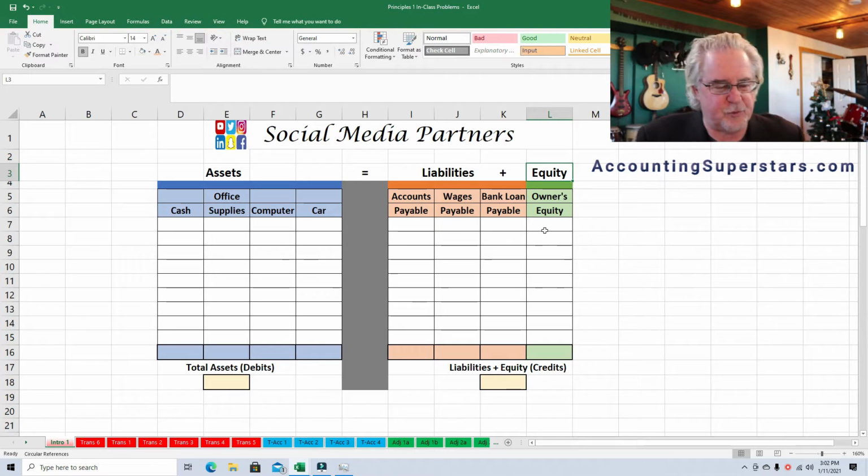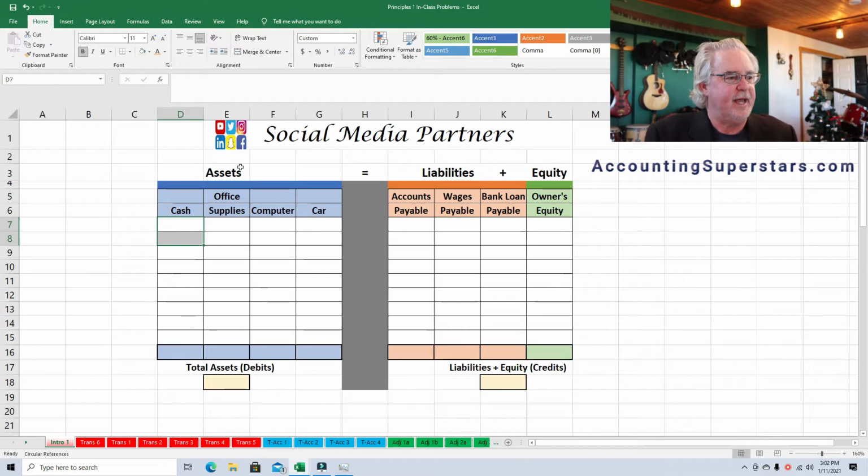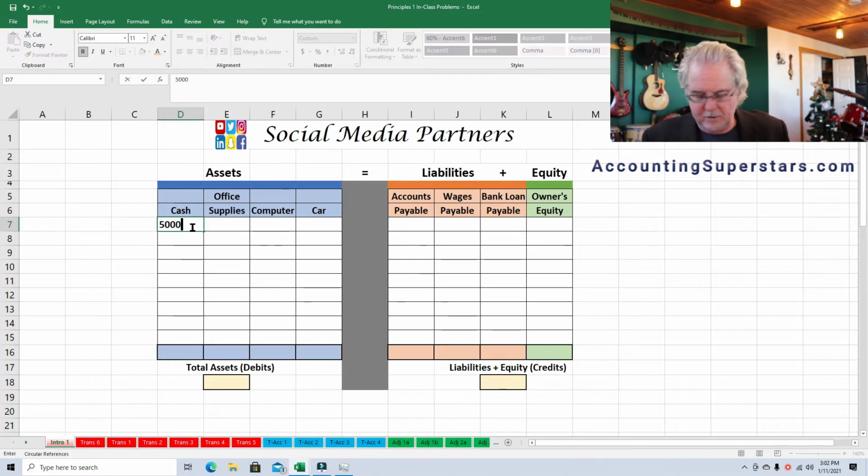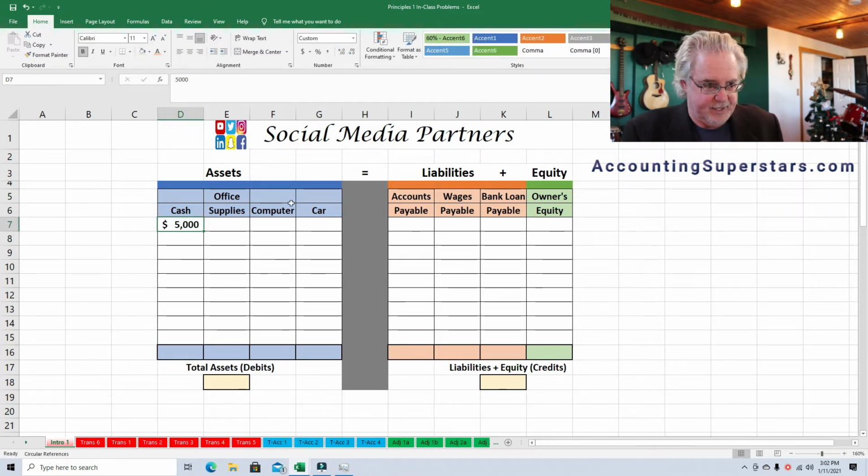So here's what we're going to do. We're going to do some transactions, and then we're going to do the financial statements, all right? So here we go. It's really easy. Let's say that the owner has $5,000 cash and is going to put that $5,000 into his or her business. There we go, $5,000. Now, like I said at the start, the objective is to make sure that the left side equals the right side. That's all we've got to do.